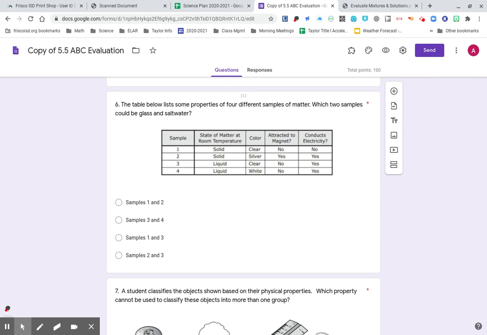1 is not attracted to a magnet. 2 is. 3 and 4 are not attracted to magnets. 1 does not conduct electricity. 2, 3, and 4 do conduct electricity. Is it samples 1 and 2 that could be glass and salt water, samples 3 and 4, samples 1 and 3, or samples 2 and 3?